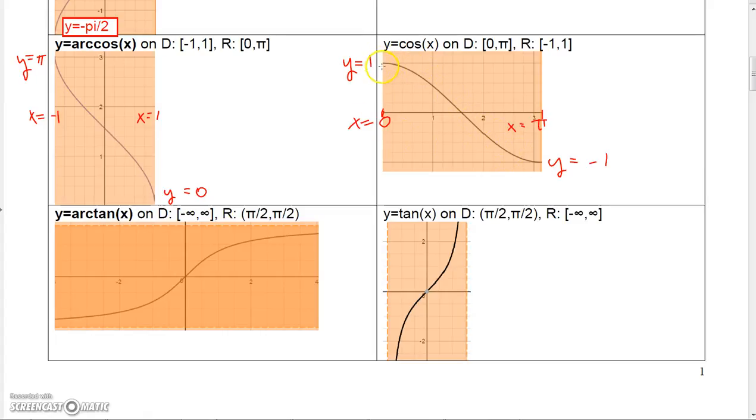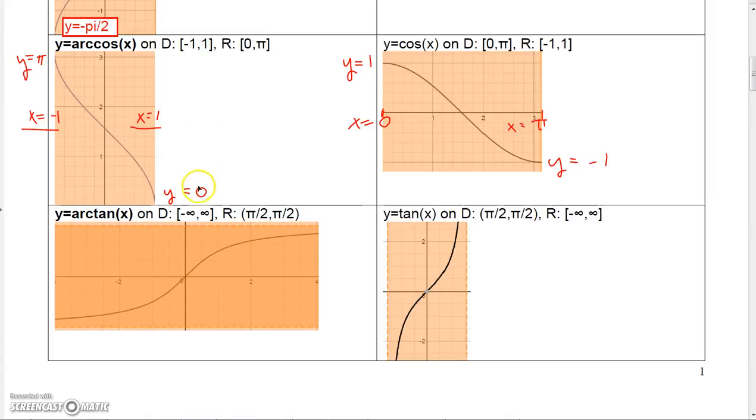And then over here, when x is 0, the cosine of 0 is 1. And then when x is pi, the cosine of pi is -1. Now if you flip-flop the domain and range, what you get over here is the arc cosine function, where x goes from -1 to +1, and the range goes from y equals 0 up to y equal pi. So that's what the graph of the arc cosine function is.